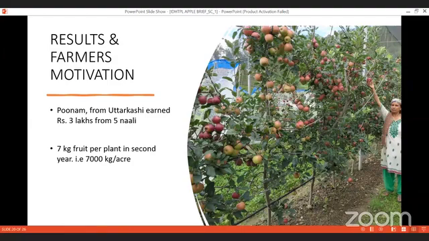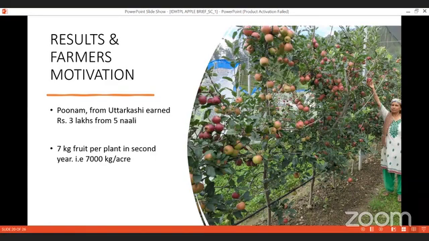And right from 5,000 to 250,000 is a big jump. And this is because of this technology and also the hard work of the farmer. So together, if we do it, then we can revolutionize the whole Himalaya.